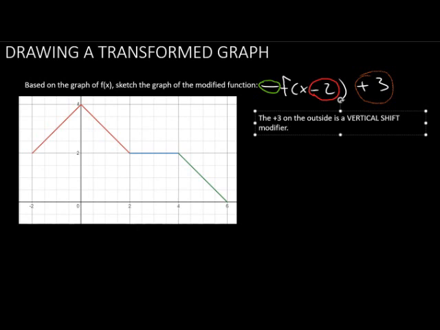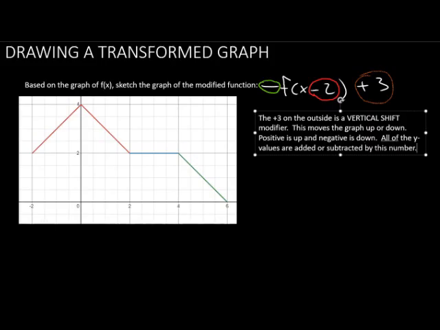A vertical shift modifier moves the graph up and down. A positive number moves the graph up, and a negative number moves the graph down. Effectively, you will be adding or subtracting your vertical shift from all of the y values on the graph. Since we have a plus 3 on the outside, and that is our vertical shift, all of our y values in this picture will go upward by 3, because positive means upward. Therefore, we will add that 3 to all y's.